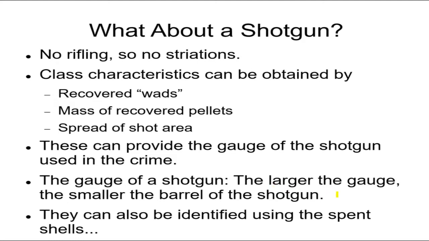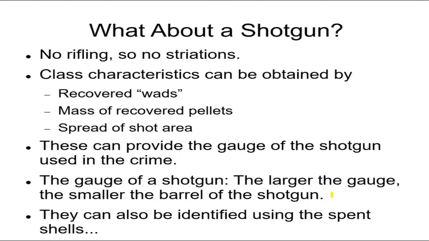So the larger the gauge number, the smaller the barrel of the shotgun. Let's say, as I mentioned before, the 12 gauge is larger in number. The barrel of the shotgun is smaller, and therefore it spreads more. The larger the gauge number, the more it spreads, because the longer the barrel, the more it's going to be constricted, and the less it's going to spread out. So 12 gauge spreads out more than a 10 gauge shotgun.